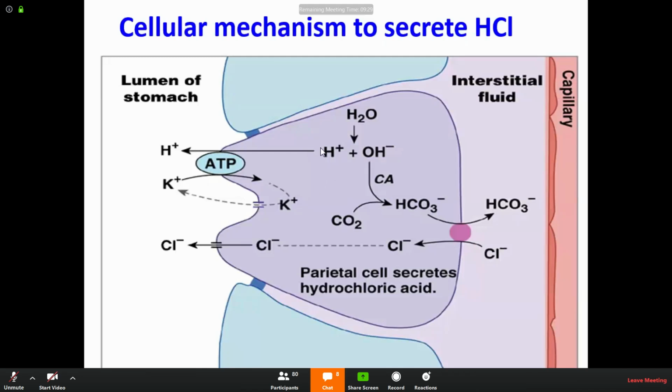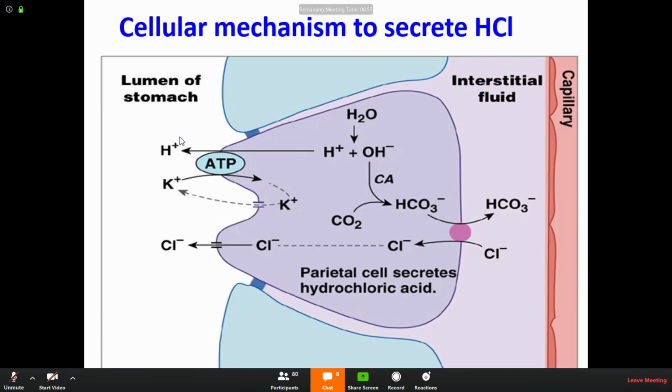this hydrogen ion is exchanged with potassium. Okay, this is the primary active transport. Hydrogen ion is actively transported into the lumen of the stomach by primary active transport, and the pump that is working is the hydrogen potassium ATPase pump. The hydrogen potassium ATPase pump actively pumps the hydrogen ion.